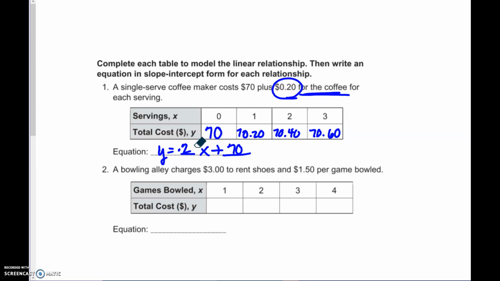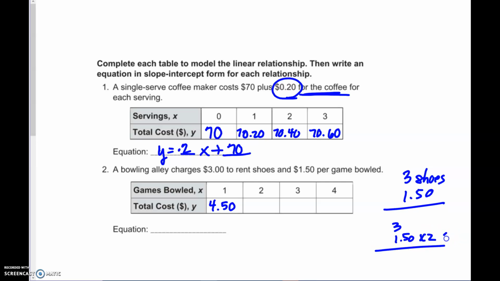All right, a bowling alley charges $3 to rent shoes and $1.50 per game. So if we bowl one game, it's going to be $3 for the shoes and $1.50 for the game. So it looks like it's going to be $4.50. So if we bowl 2 games, it's still going to be $3 for the shoes, but now if we're going to do 2 games, it's going to be $1.50 times 2. So that $1.50 times 2 is 3, and 3 plus 3 is 6.